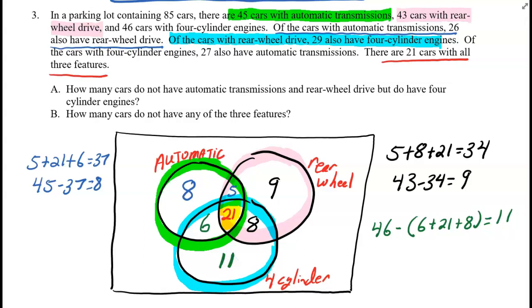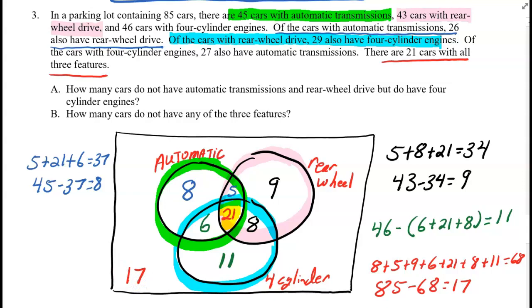At this point, I need to figure out if there are any cars that don't have automatic, rear wheel, and 4 cylinders, such as maybe a manual transmission. So I'm going to add up 8, 5, 9, 6, 21, 8, and 11. I'm going to double check I didn't miss any of those numbers. So when I do that, I get 68. Now there were a total of 85 cars, so 85 take away 68 is going to be equal to 17. So that means there's 17 cars that don't have these features.